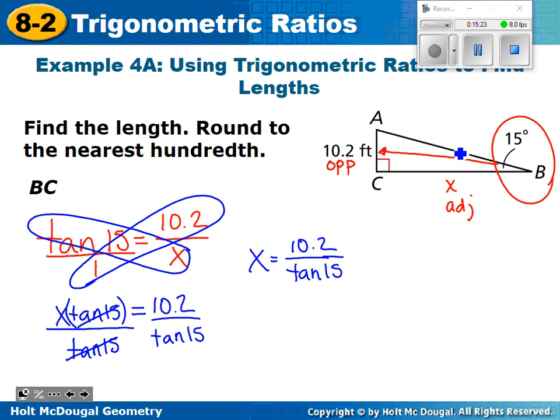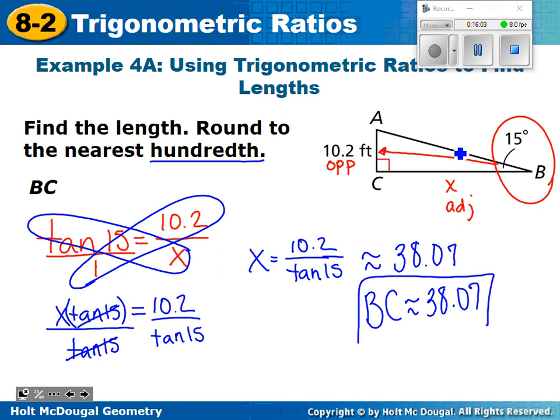And it says to round to the nearest what? Hundredth. So you're going to type that in on your calculator, 10.2 divided by the tangent of 15, and then tell me what you get to the nearest hundredth. 7.3. I'm hearing different answers. 10.2 divided by tangent 15. Okay, so it's 38.07. So the distance from B to C is approximately 38.07, which is, yes.